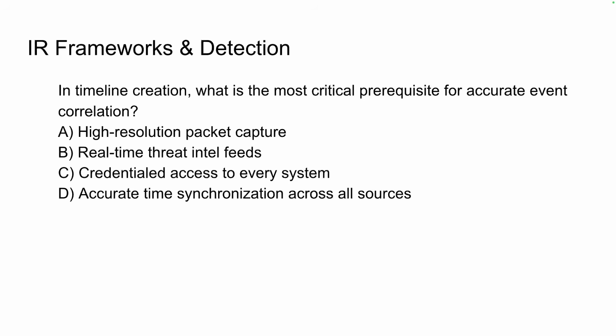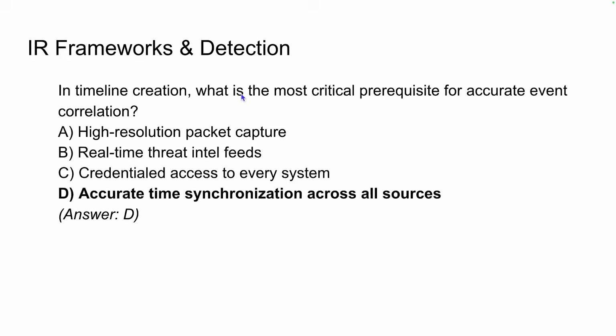In timeline creation, what is the most critical prerequisite for accurate event correlation? The options are high-resolution packet capture, real-time threat intel feeds, credentialed access to every system, and accurate time synchronization across all sources. That's probably the most obvious answer. You don't need credentialed access to every system. Real-time threat intelligence feeds can be helpful, but they don't have anything to do with timeline creation for your incident response environment. High-resolution packet capture also doesn't really matter, we don't need high resolution. We just need accurate times. So accurate time synchronization has to do with timeline creation.